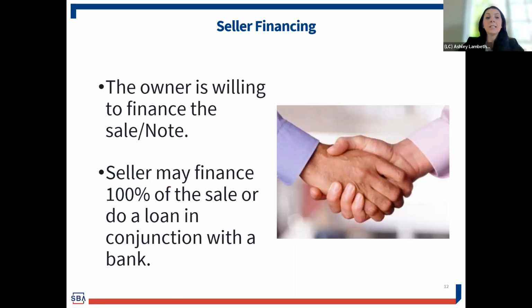Another way to finance your business, if you are trying to purchase a business, is seller financing. This is where the owner is willing to finance or hold the notes for you. The seller may finance up to 100% of the loan, or you can do that in conjunction with a bank. So maybe they'll hold the note on 50%, and then you take out a loan for the other 50%. This is great for people who may not be able to qualify for the entirety of the loan, so the seller is willing to take that on for you.